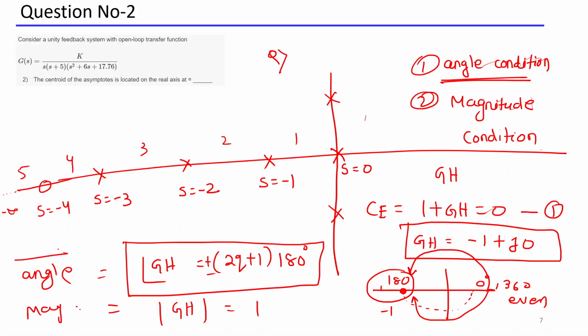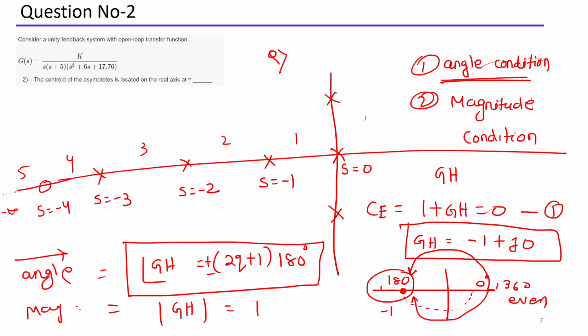So first of all, why is the angle condition required? Why do you require the angle condition? It is used for the angle of asymptotes. No, not the angle of asymptotes. First of all, why do you require the angle condition?